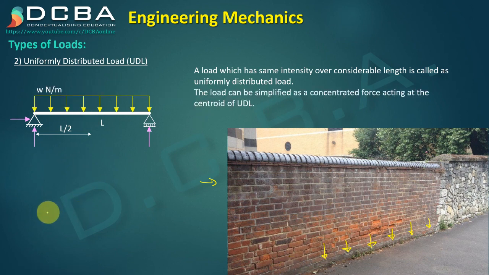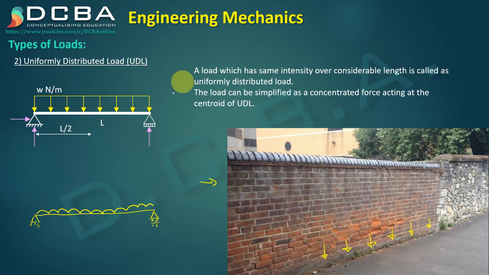So UDL is shown like this, or another way of showing a UDL is like this. This is a short way of showing a UDL, because every time you cannot keep on drawing the arrows, right?